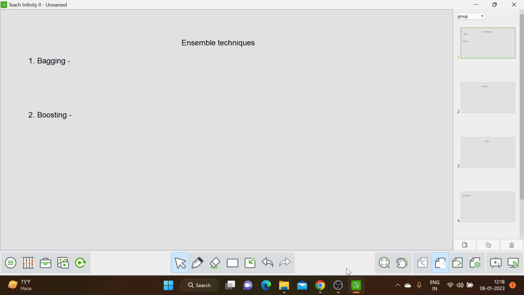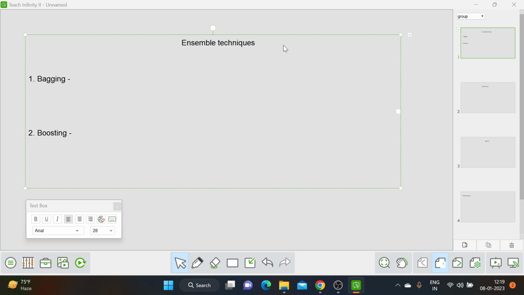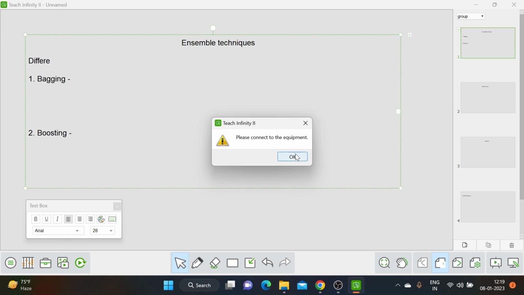So hello guys, we come to the next lecture, that is the ensemble techniques we will study. Now in ensemble techniques, what are the things we will study? See, what is an ensemble technique? Ensemble technique means different algorithms to solve a problem.